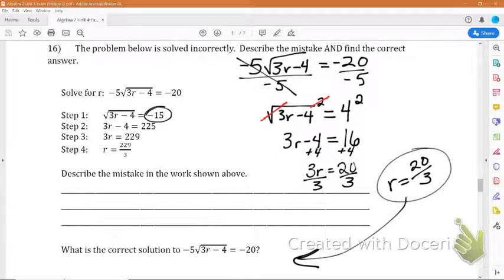They have a negative 15. They should have a positive 4. So write me a sentence, something about in step 1, the negative 15 should be 4. They should have divided by negative 5 instead of adding 5. Something along those lines. Everybody can have something a little bit different and still be correct. Right there's where I write my answer.